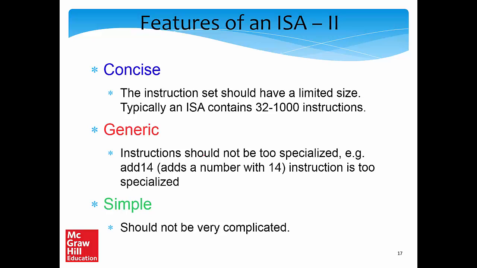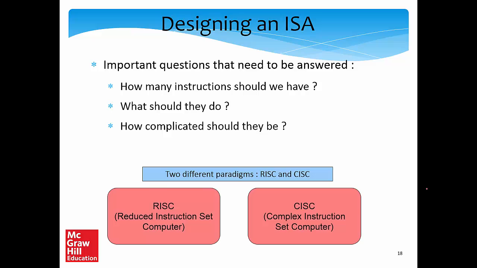An instruction should also be generic, in the sense that it should not be too specialized. We should not have an instruction of the form, let's say, add 14, that adds a number with just 14. Because this instruction is too specialized, it's very unlikely that it will be used by all the programmers, or even a large number of programmers. So this is probably a bad idea. And we also want the instructions to be simple. What again is simple is a subjective thing, but the instruction should not be extremely complicated.